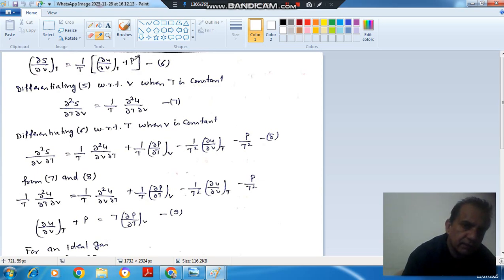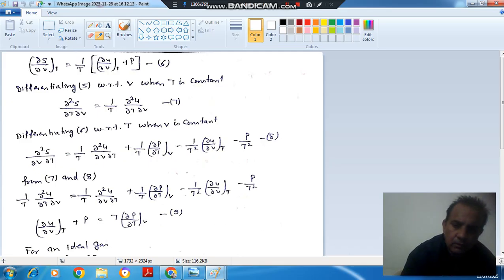First differentiating this quantity using the product rule, and now differentiating this T: minus 1 by T square (∂u/∂V) at constant T minus P by T square. So now we can equate 7 and 8 because the left-hand side of both is the same. Equating these, we get (∂u/∂V) at constant T plus P is equal to T (∂P/∂T) at constant V. So this is equation number 9.